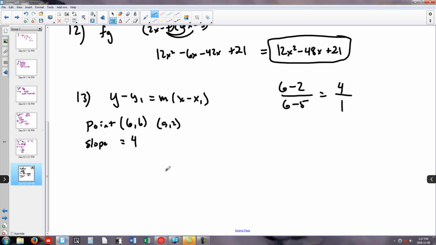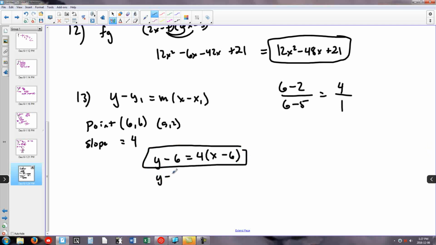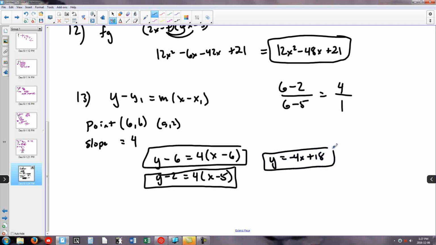At this point, I'm just going to put it in. Y minus 6 equals 4 times (x minus 6). That's an acceptable answer. Or y minus 2 equals 4 times (x minus 5). That would also be an acceptable answer. If you chose to distribute this all the way through and clean it up, you would end up with y equals 4x minus 18. And that would also be an acceptable answer.